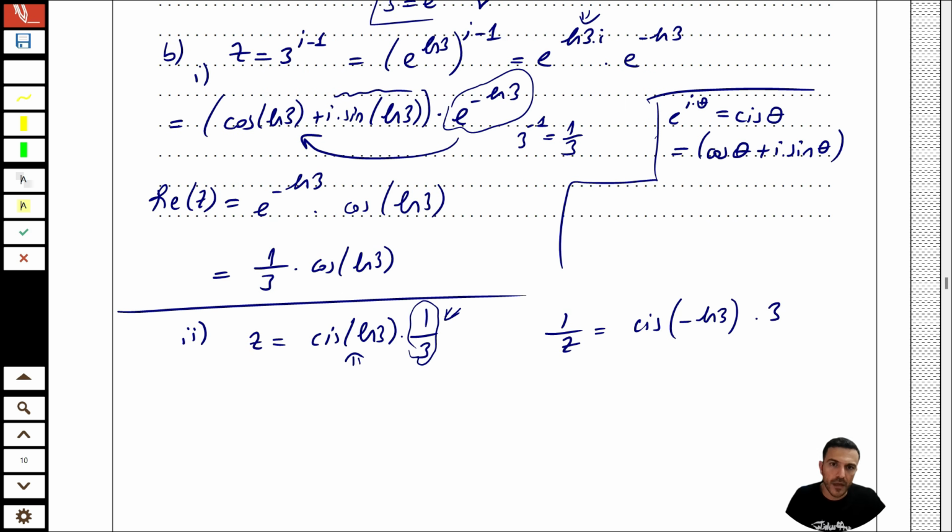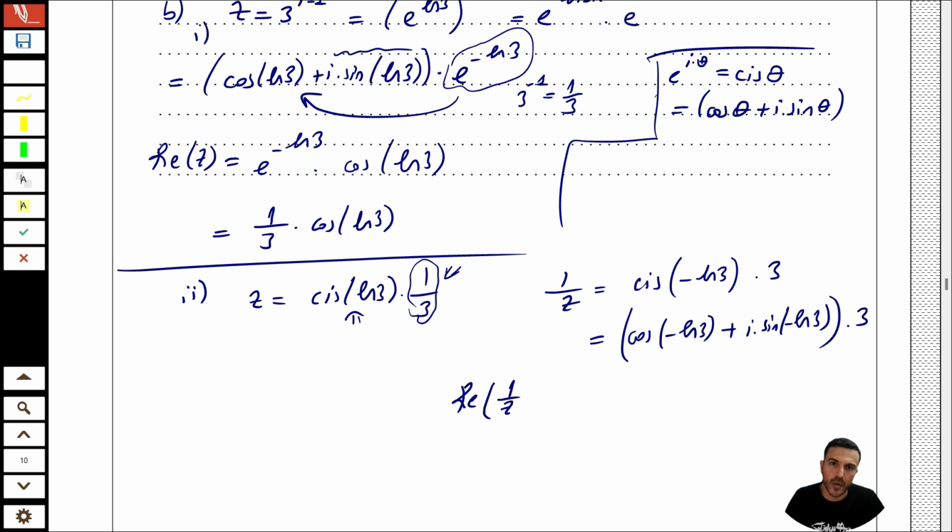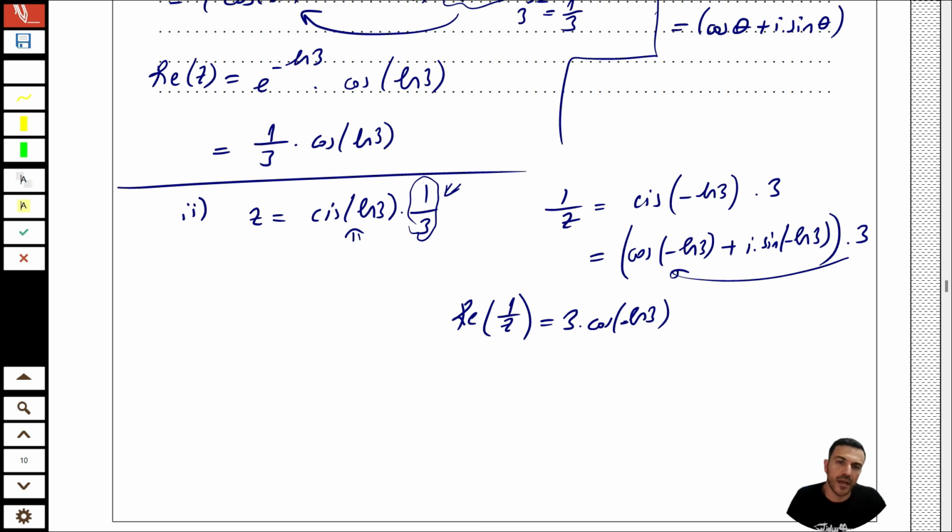In this case, let's write it in a polar form again. It's gonna be cosine minus ln 3 plus i times sine minus ln 3, right? Times 3. So the real part of 1 over z is gonna be 3 times cosine minus ln 3, right? Yeah, 3 times cosine minus ln 3. Or you can just write even 3 times cosine ln 3, because I know that this sign is not important if it is in cosine.